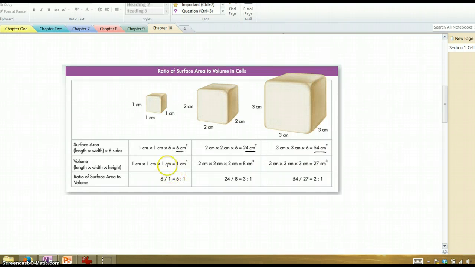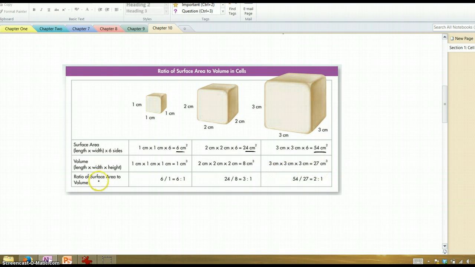Let's look at the volume. The volume is basically one of those sides times the other side times the third side. So this first one is, of course, one cubic centimeter because it's just 1 times 1 times 1. But when we increase to 2 by 2 by 2, this one is 8 cubic centimeters, and this one, 3 by 3 by 3, is 27 cubic centimeters. So the volume is increasing as well.